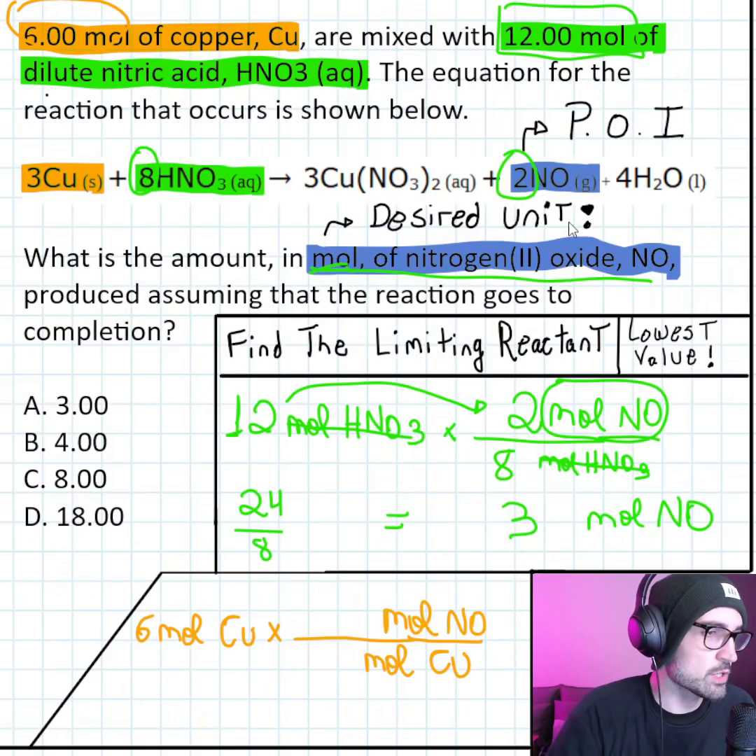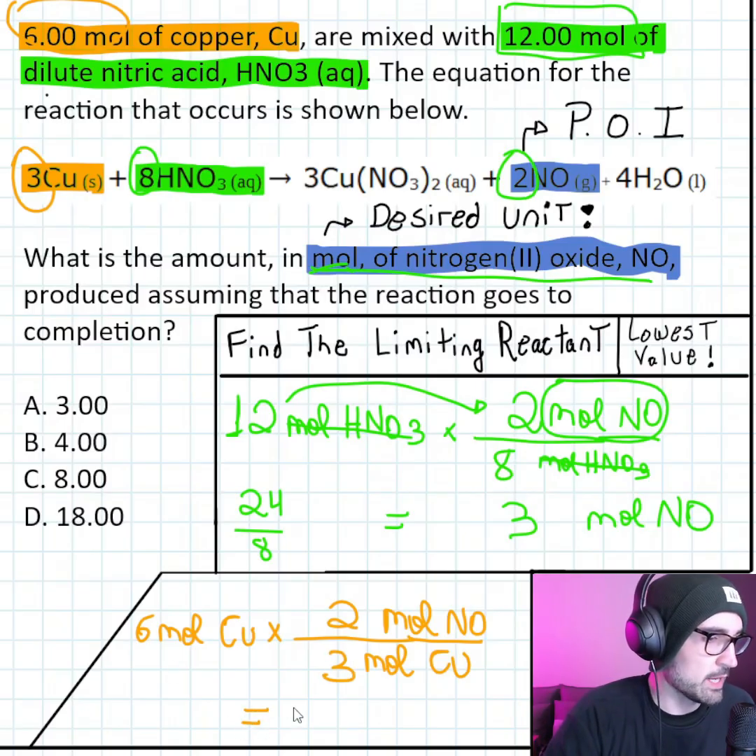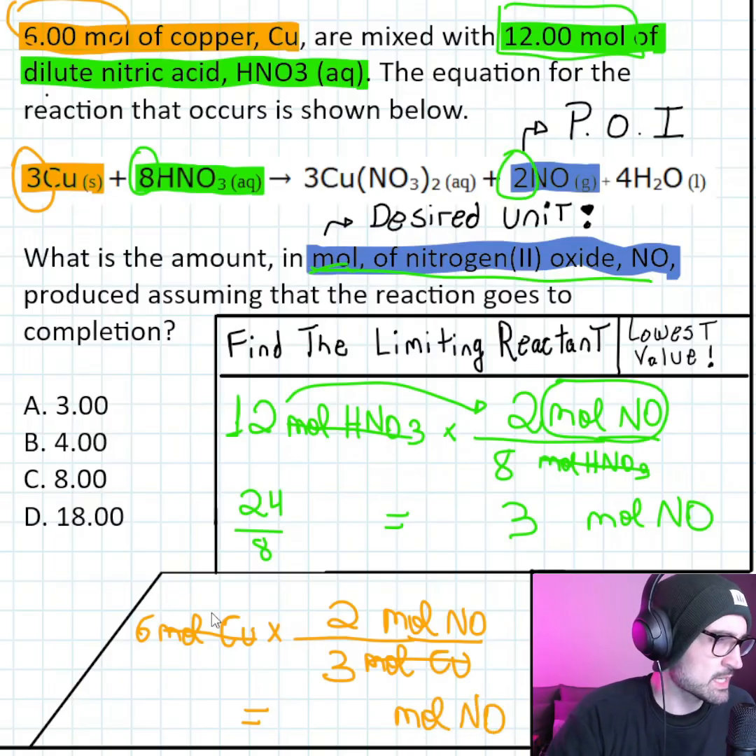And from here, you just repeat the coefficients like we did last time. The coefficient of NO is 2. The coefficient of Cu in the equation is 3. Now, all you have to worry about is the math. So you know that moles of copper and moles of copper cancel out, and you're left with the unit mole of NO. Now just worry about the numbers. 6 times 2 divided by 3, and that gives me 4 moles of NO.